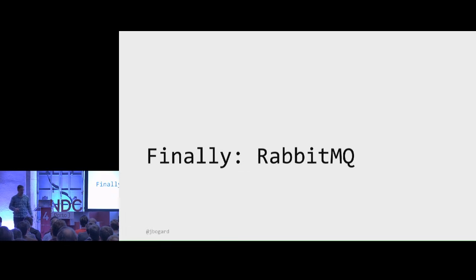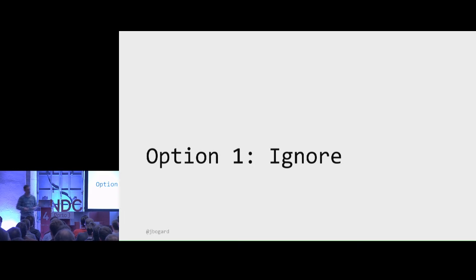Finally, is RabbitMQ. Now, RabbitMQ is going to be very, very similar to email because RabbitMQ deals with messages. So we have very similar options available for us, but our decision about what to do may be different, because in this case, the things we do with RabbitMQ may be more important than just sending someone an email. So option 1 would be to ignore.